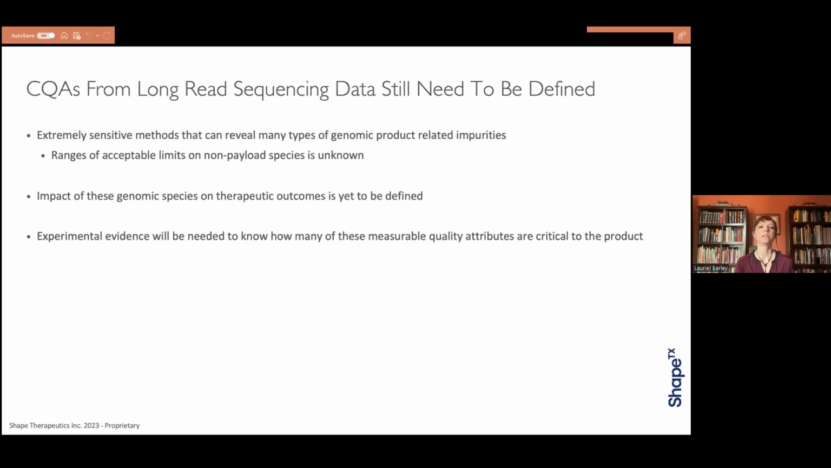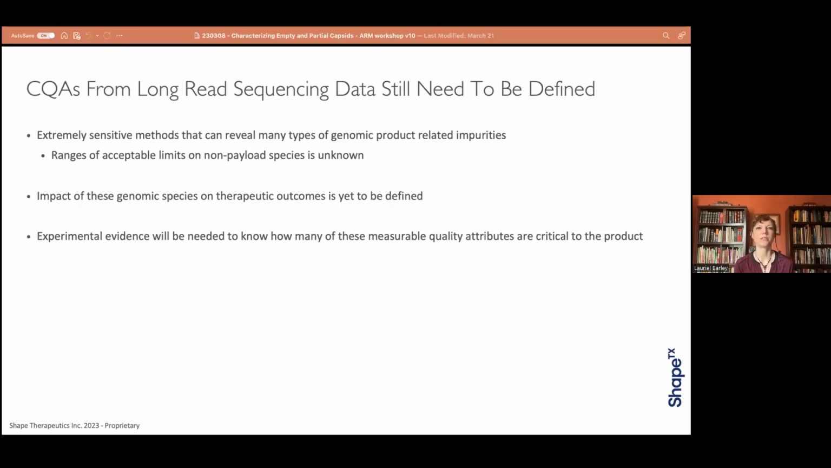And I just want to emphasize again that critical quality attributes from this long-read sequencing data still need to be defined. These are extremely sensitive methods, and they can reveal many types of impurities, but we really don't know what those mean in a therapeutic setting yet, and that would have to be backed up with experimental evidence.